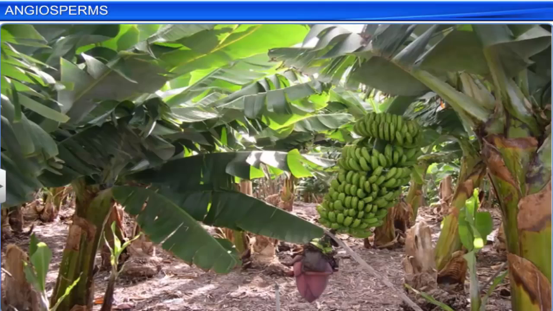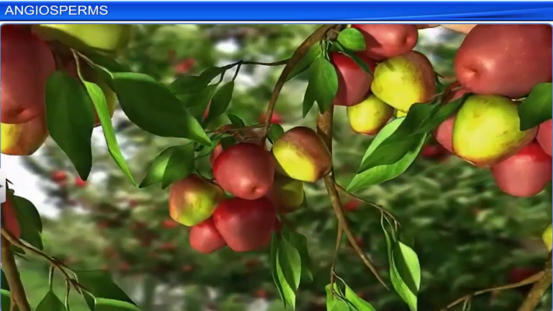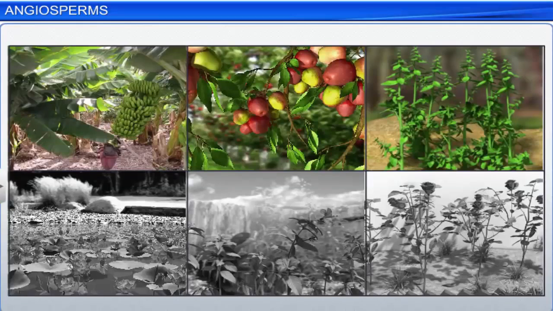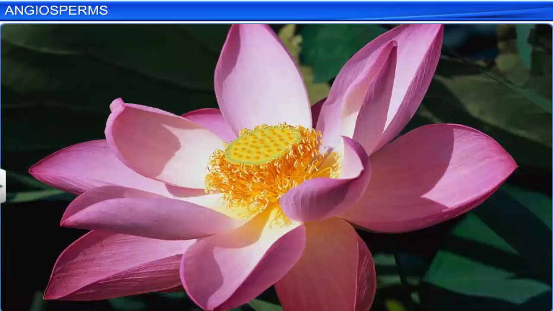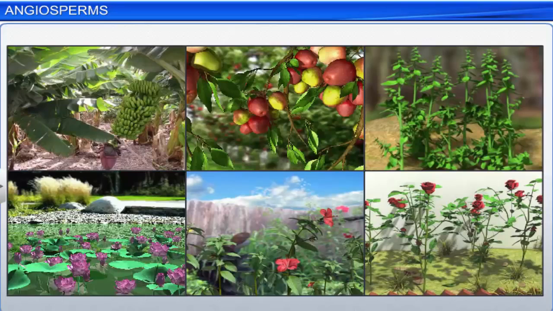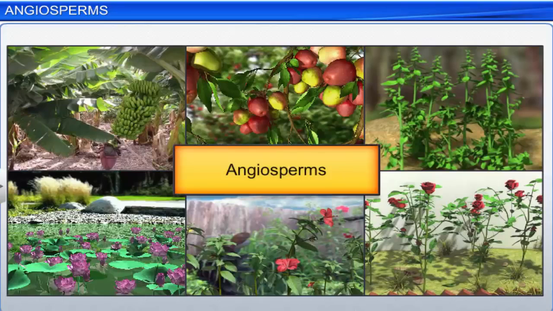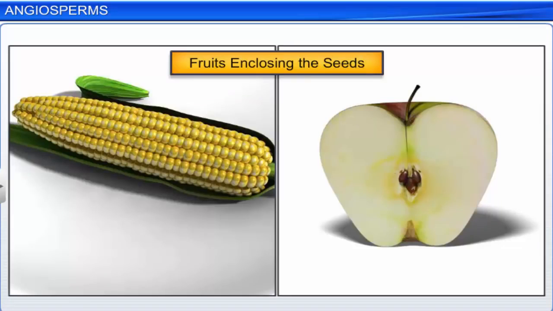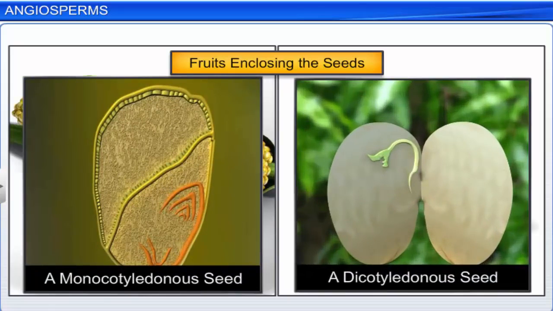You must have come across banana plantations, apple orchards, or herbs such as basil. You may have also seen flowers such as lotus and roses growing in ponds and gardens. All these are species of flowering plants, also called angiosperms. These are plants in which the ovules develop inside the flowers. The seeds too are enclosed in fruits, and they can be monocotyledonous or dicotyledonous.